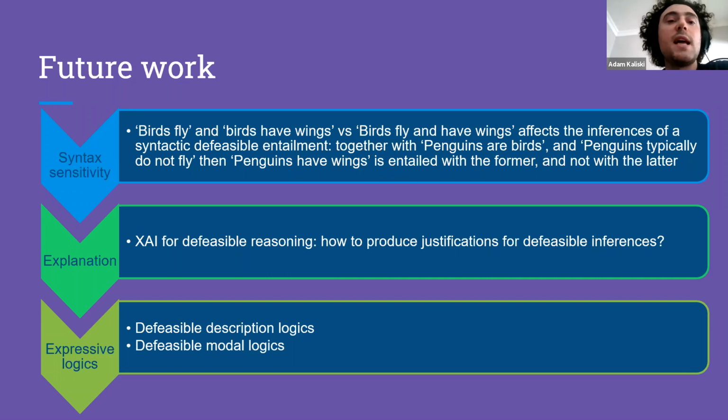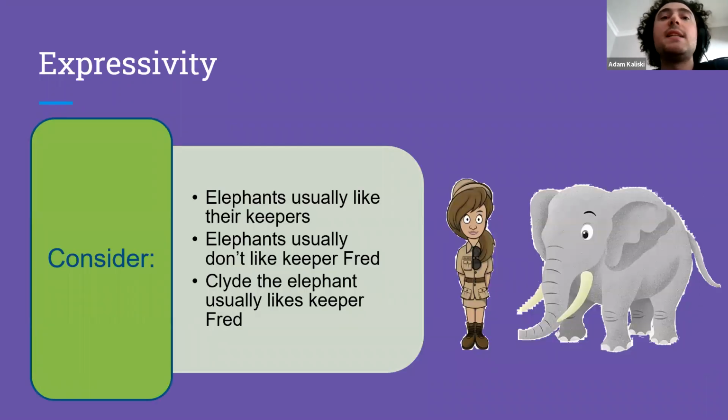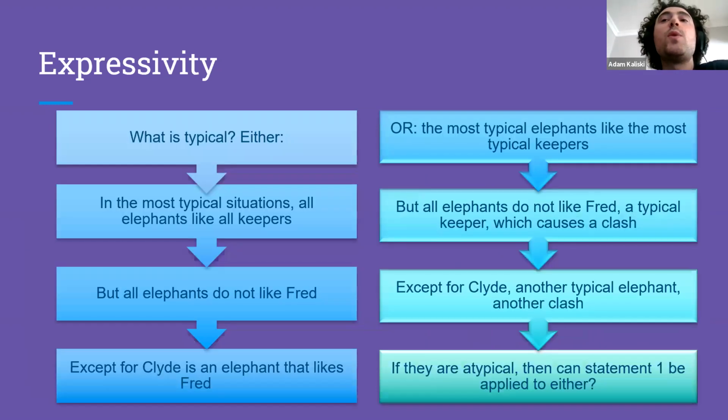So to give you an idea of the kinds of problems that you have with typicality and defeasibility in more expressive logics, we can consider the situation where you know that elephants typically or usually like their keepers, and elephants usually don't like keeper Fred. And you have an example of Clyde the elephant who usually likes keeper Fred, actually. Then you have the question of, well, what is typically the case in this situation? You can approach it and say that, well, either you have in the most typical situation, so the most typical worlds, all elephants like all keepers.